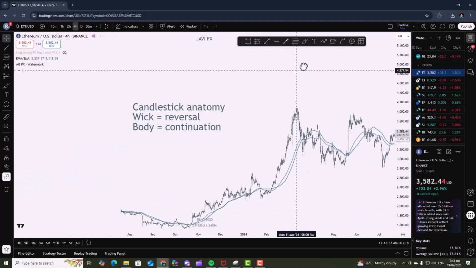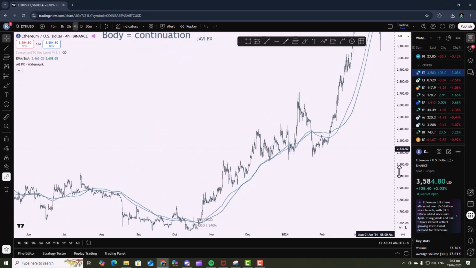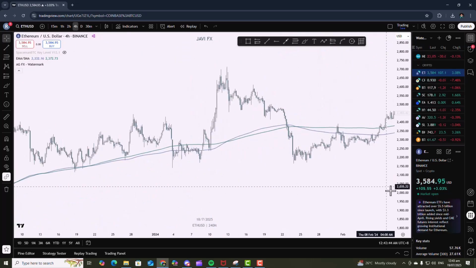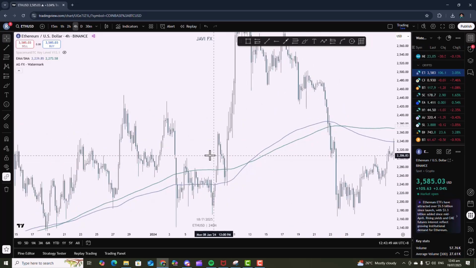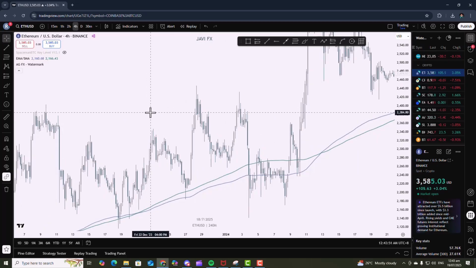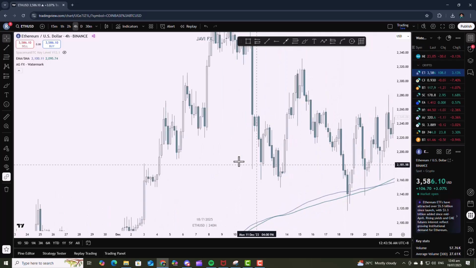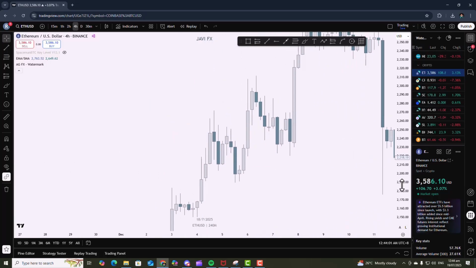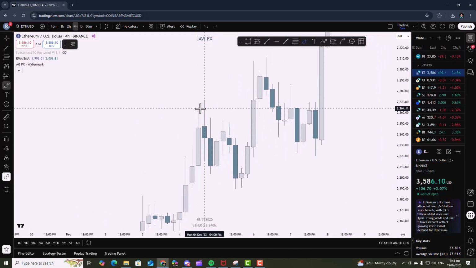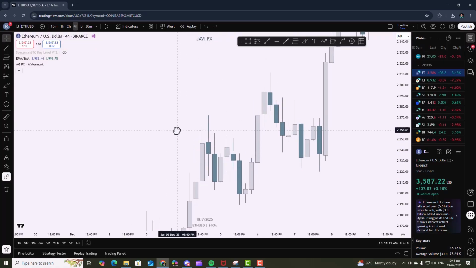So, let's find a coin here. Let's find some price action. Okay, here we are. Very, very basic here. Over here, this is a candle. This is a wick. This is the body. Right? Very, very basic. You should already know that.